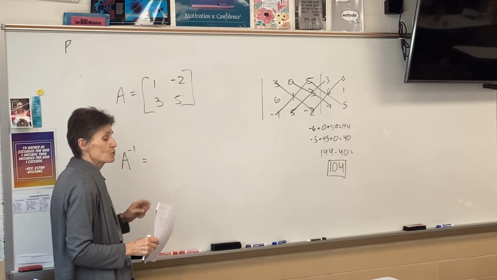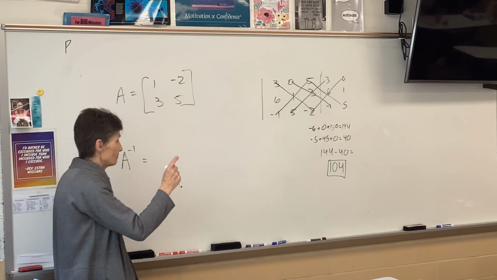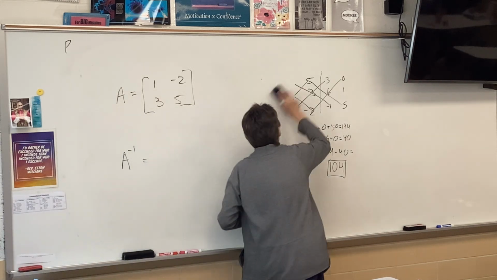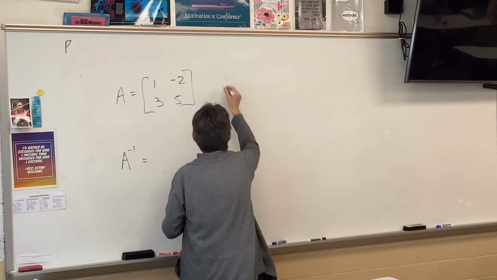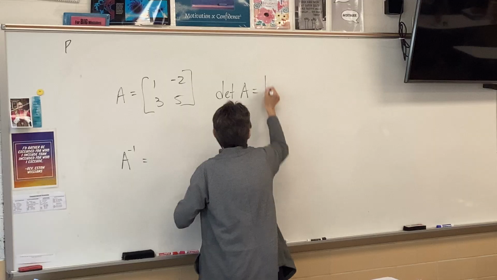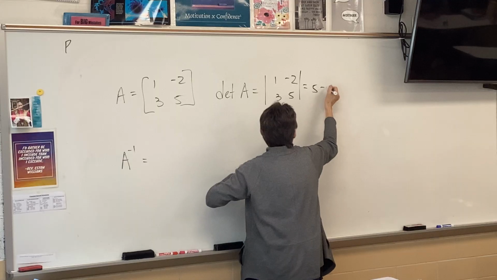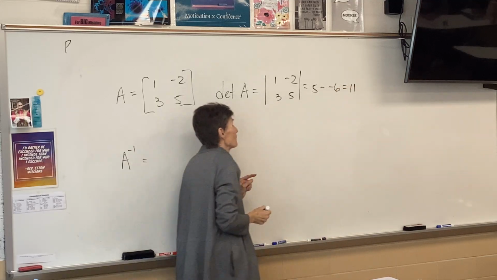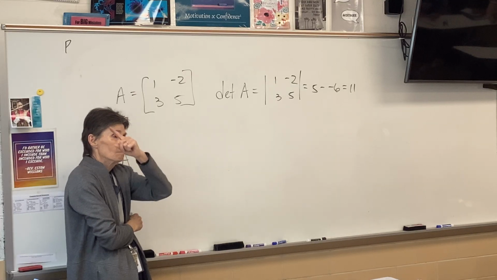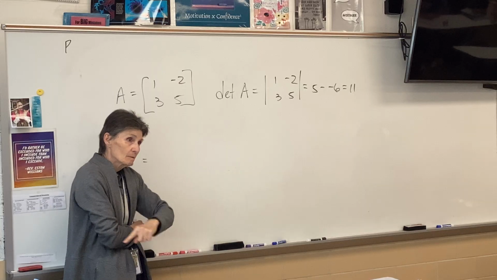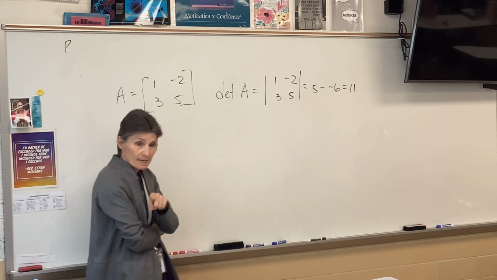All right? So, 2 steps. Step 1. Find the determinant. So we're gonna find the determinant. So that's easy. Multiply, subtract. 5 minus -6. I got 11.